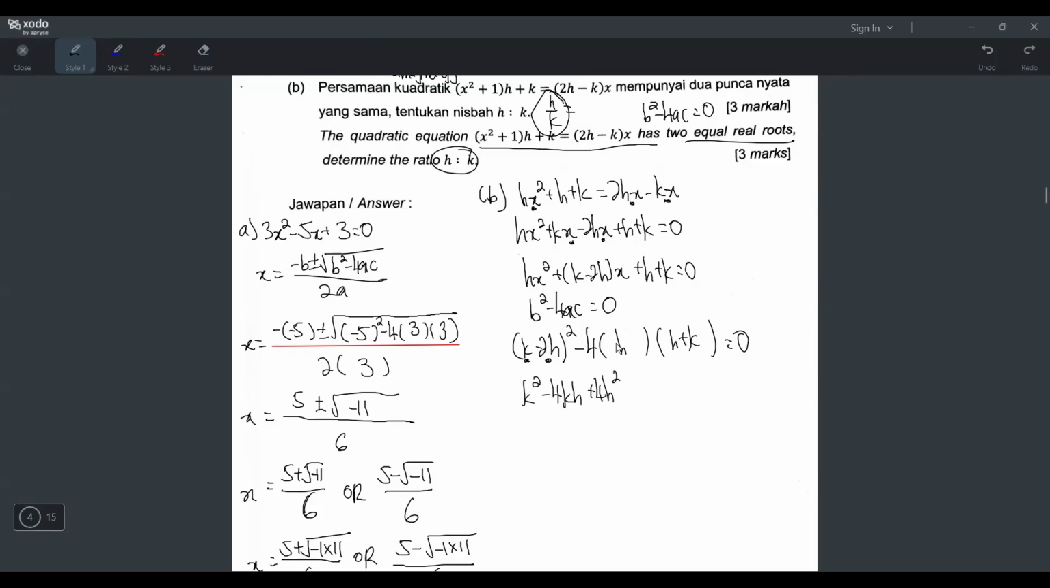And then negative 4 times h is negative 4h, times h, negative 4h square. Negative 4h times k, negative 4kh, equals 0. 4h square minus 4h square is 0. Negative 4kh and then negative 8kh. And then this is k square, it is equal to 0.